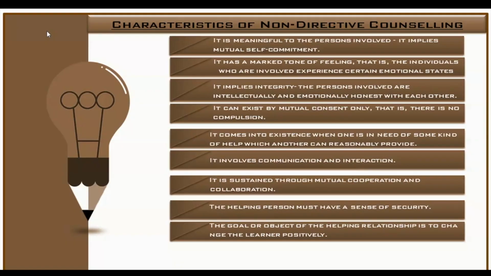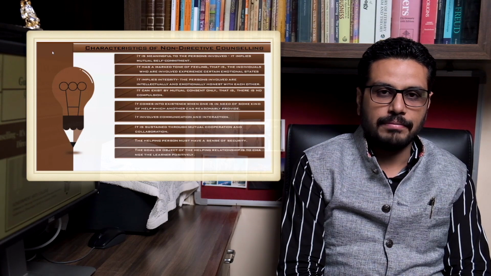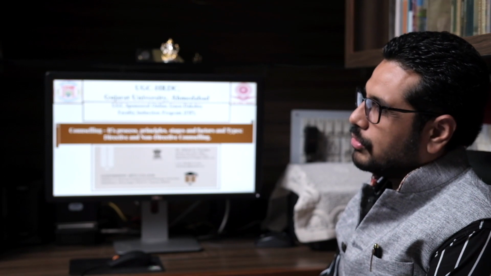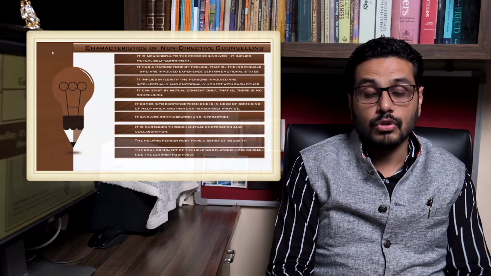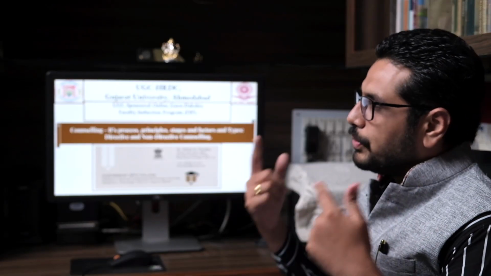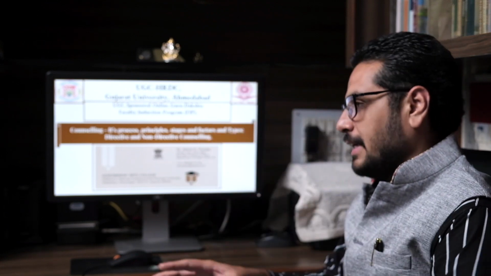Then when it comes to existence, or when you are talking about existence, that is when one is in need of some kind of help which another can reasonably provide. Whom do you go to? It is very simple. I'll give you a simple example in the outside field. When you are in need of money, where do you go to? You go to a bank. You cannot go to a school for money. So you as a person should be able to provide that particular solution to that person. So that problem has to be, first of all, compartmentalized.